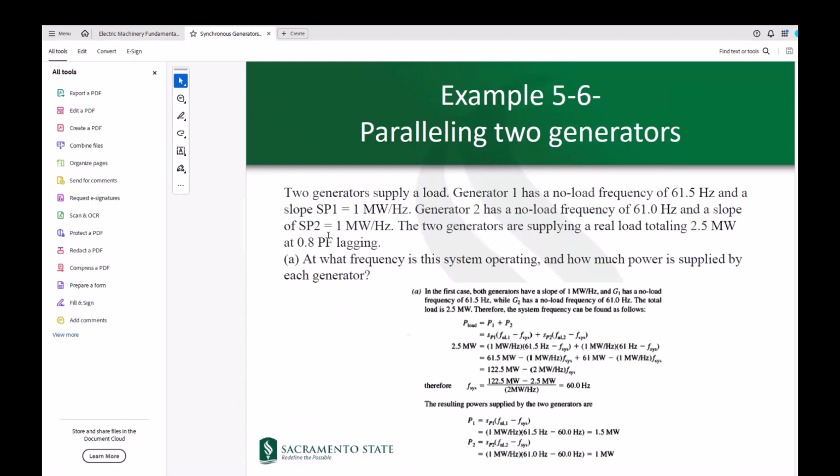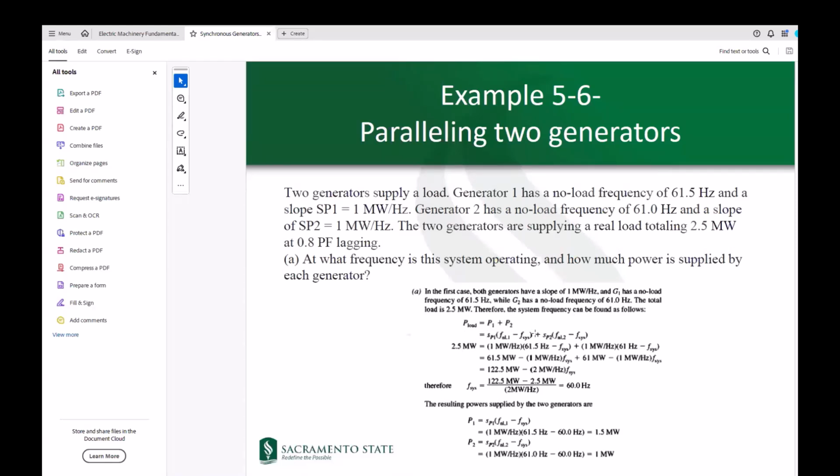We have two generators which are supplying a load. Generator 1 has a no-load frequency of 61.5 hertz, slope SP1 equal to 1 megawatt per hertz. Generator number 2 has a no-load frequency of 61 hertz, slope SP2 equal to 1 megawatt per hertz. These two generators are supplying a real load totaling 2.5 megawatts at 0.8 power factor lagging. At what frequency is the system operating? How much power is supplied by each generator? So we're talking about the share of power between two generators. We know that the two powers, P1 plus P2, should be equal to the total 2.5.